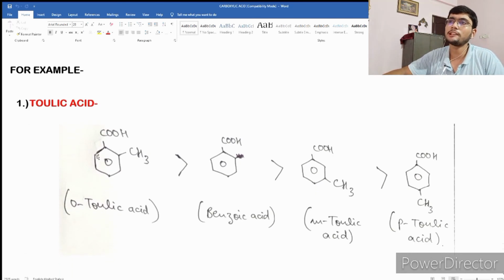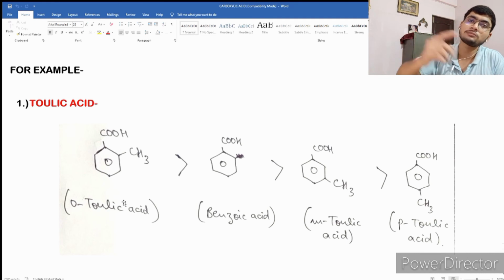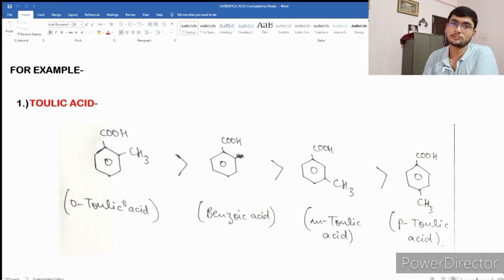Now you see in toluic acid, this is the ortho isomer, this is the meta isomer and this is the para isomer. Now the ortho isomer is always more acidic. I have attached here an electron donating group. Methyl group is an electron donating group. So in electron donating groups, the meta isomer is always more acidic than the para isomer. This I have taught you. So the meta isomer will always be more acidic than the para isomer. But the ortho isomer is always the most acidic of all the rest of the isomers.